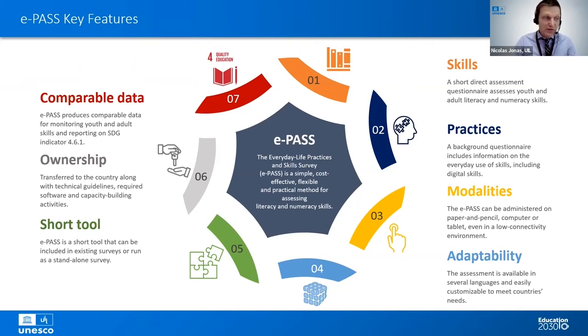One of the most important features of IPAS is that it is highly adaptable. The direct assessment, of course, has to be translated and adapted following strict guidelines to meet the cultural context of the participating country. But more than that, the background questionnaire itself can be completely adapted depending on what the country wants to focus on and what the most usual practices are in the participating country. IPAS was already tested in several languages and several scripts, meaning that what we offer to participating countries is a tool that is already highly comparable across different cultures and across different countries.